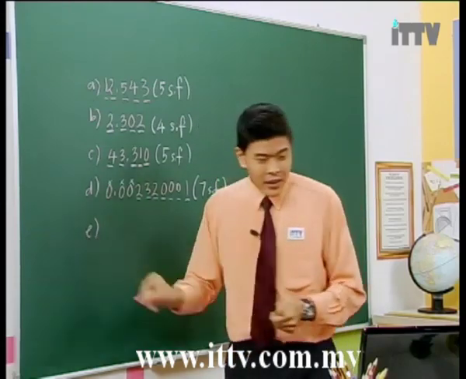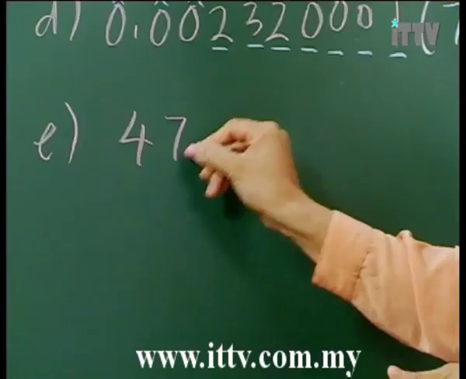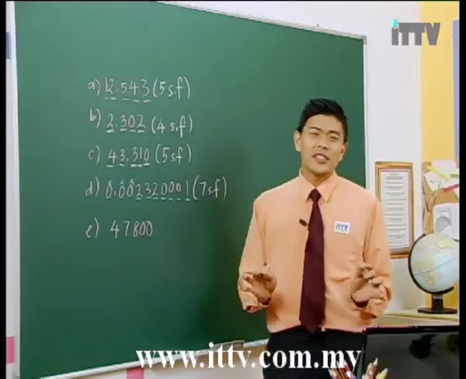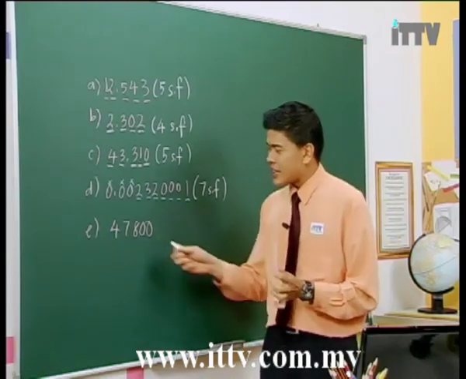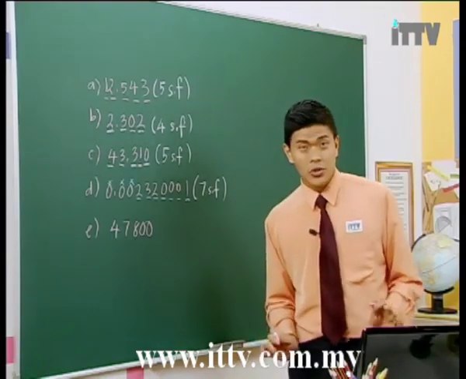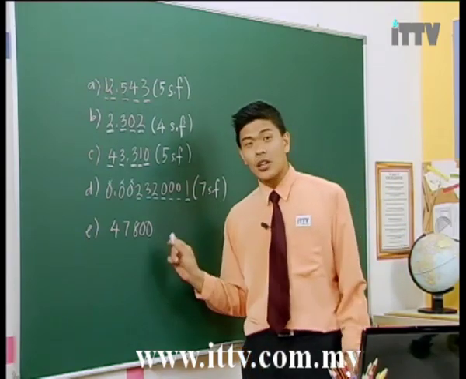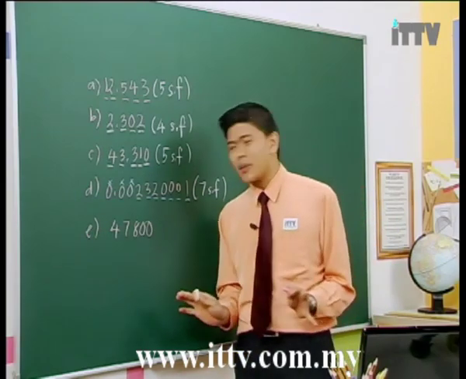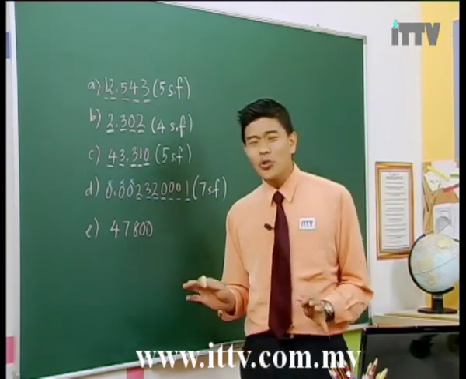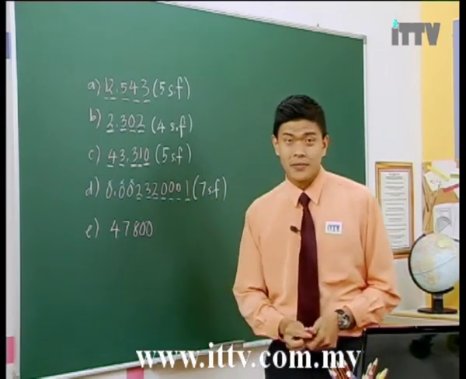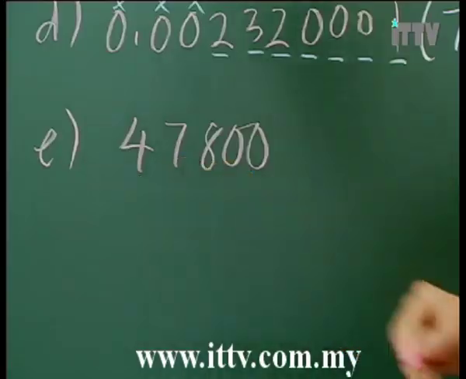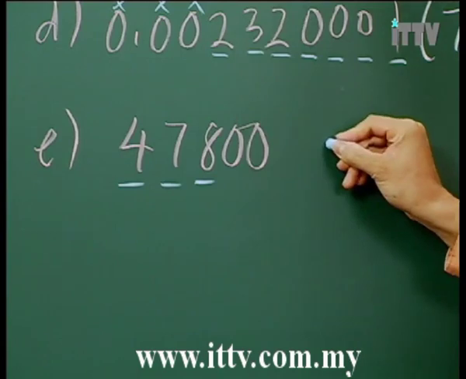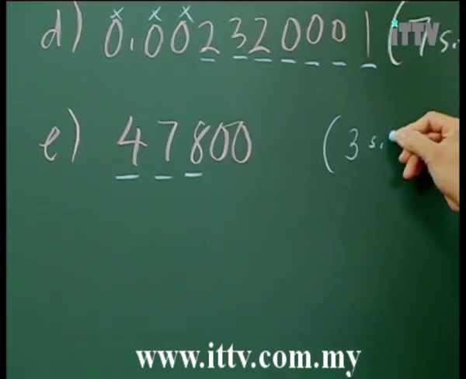And in E, the number 47,800. Alright guys, this is rule 5. Rule 5 is a bit uncertain because the zeros here are at the back and are called trailing zeros, correct? But now, it is not a decimal. So these two zeros cannot be considered as significant figures. And how do you know that? It depends on the situation. There are already 3 significant figures here, 4, 7 and 8. So the degree of accuracy can be 3 significant figures.